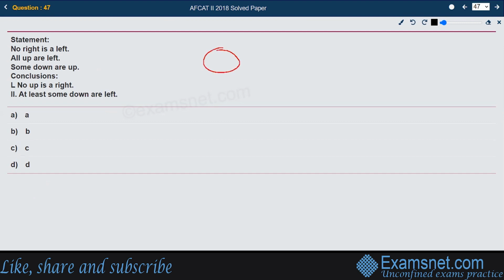So what I can do, no right is left. This is a circle of right, this is a circle of left. There is no touch between right and left. Then he says all up are left. All up belongs to left. So up should be completely lying inside the left category.